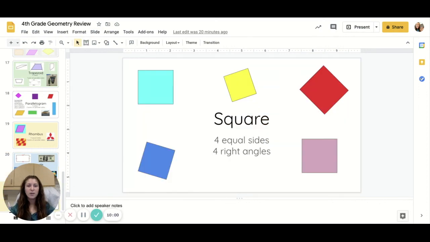And last but not least, we have a square. A square is 4 equal sides and 4 right angles. A square is always going to have the same length for all 4 sides, and they are also always going to have 4 90-degree right angles. As we go through 5th grade, we will talk about a quadrilateral hierarchy, and we will get a little bit more in depth about these different shapes and how to classify them together.